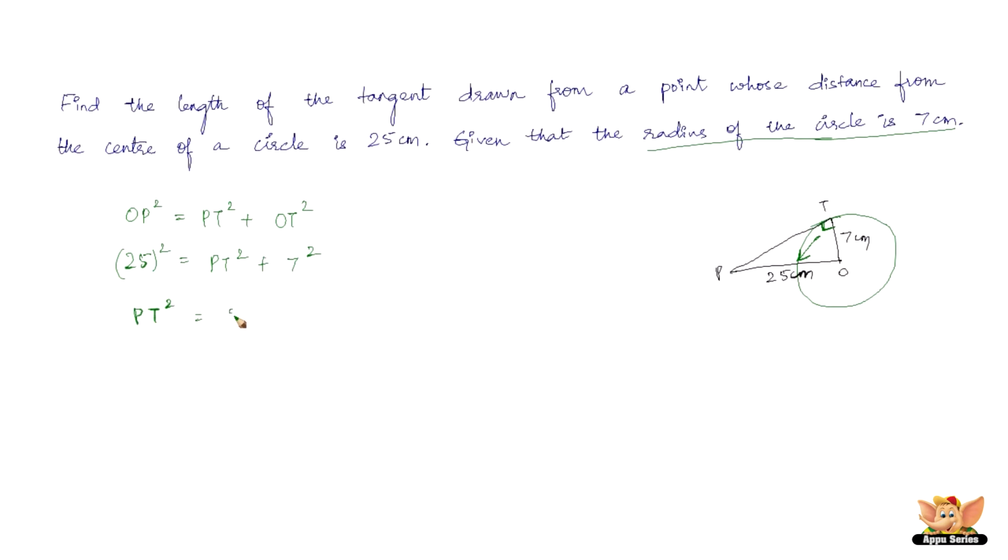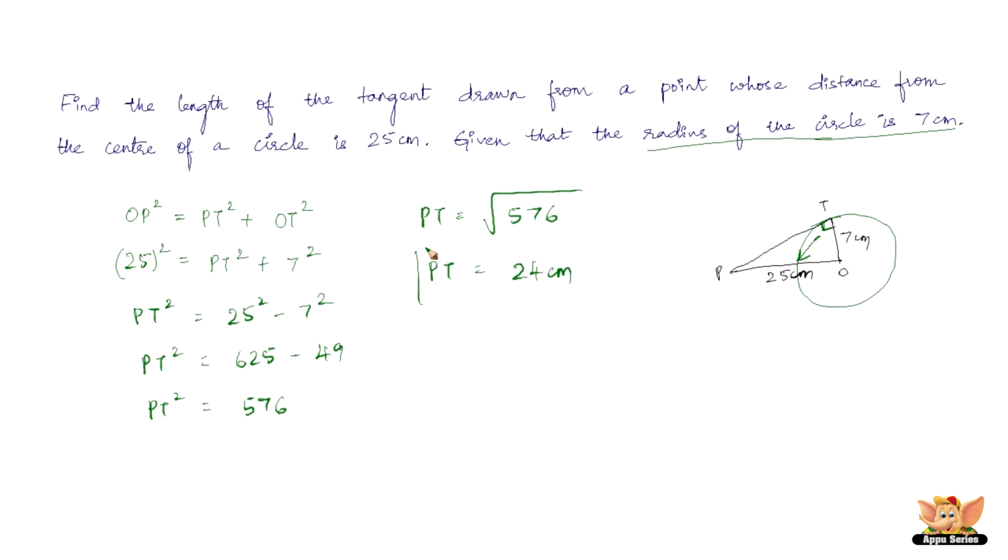So PT square equals 25 square minus 7 square. So PT square equals 625 minus 49, which is 576. So if PT square is 576, PT is the square root of 576. The square root of 576 is nothing but 24. So the length of the tangent is 24 centimeters. It's as simple as that.